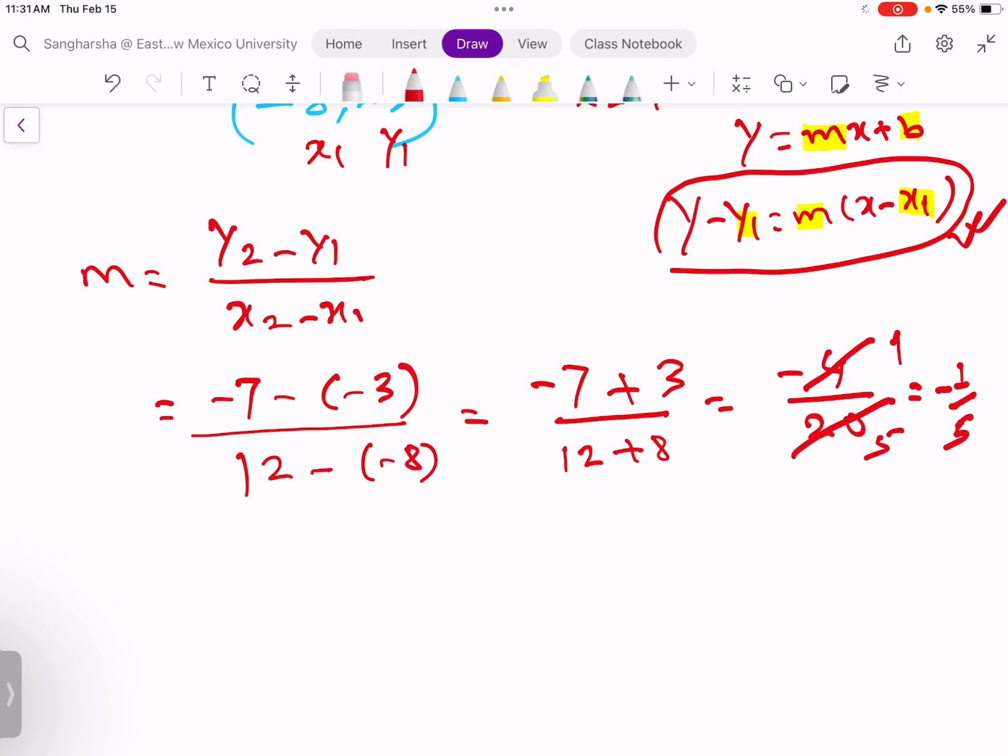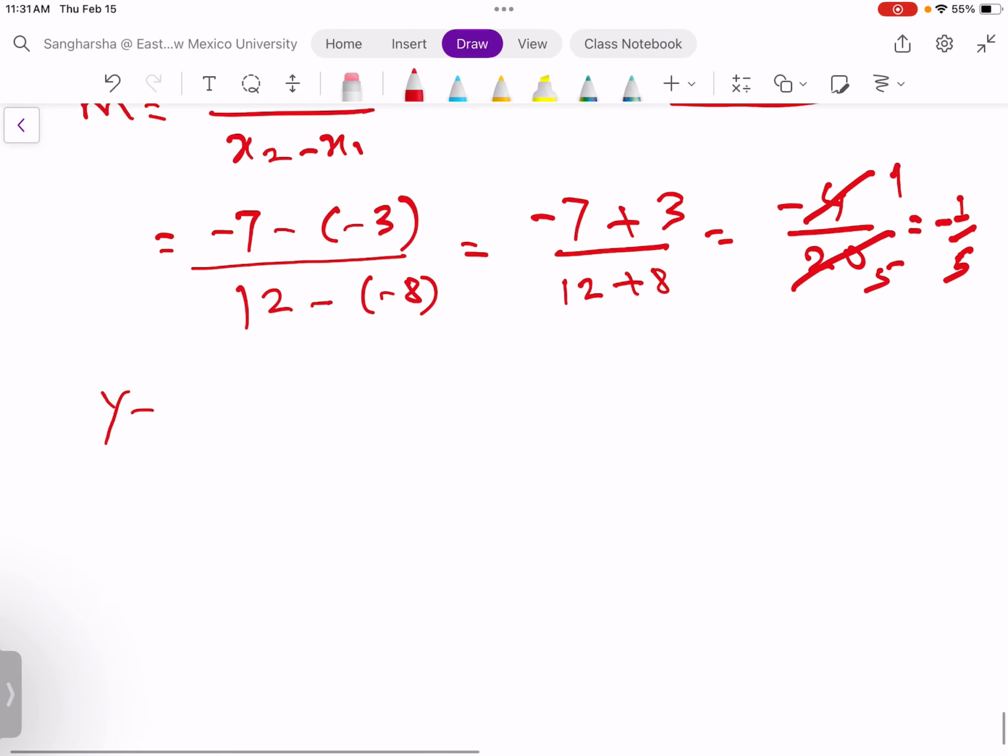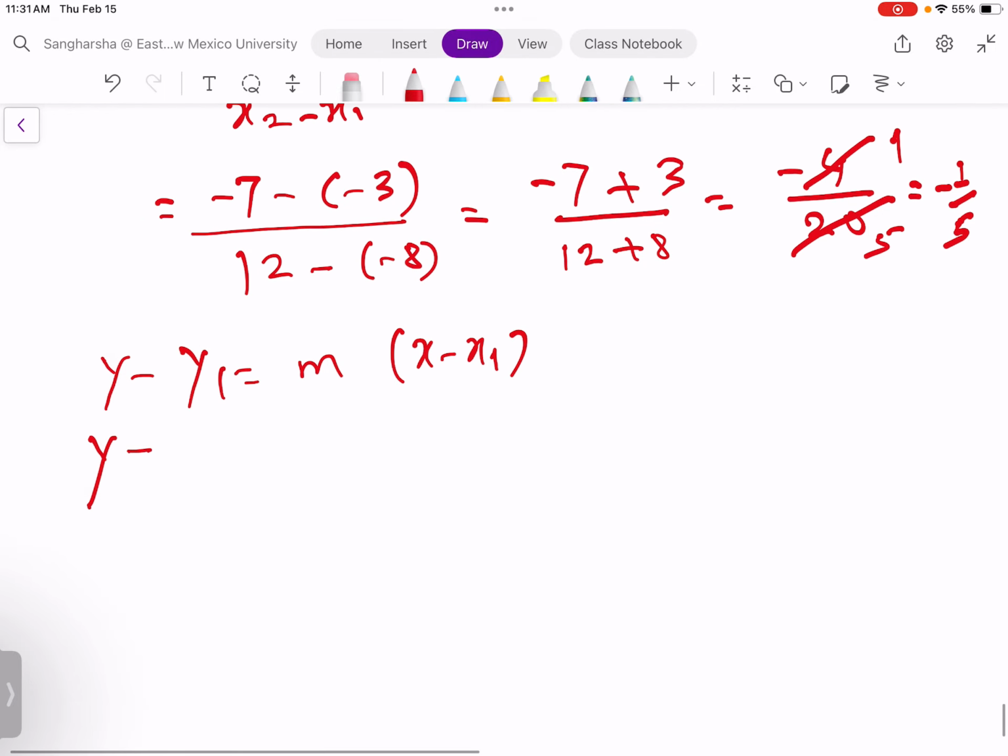So we have y minus y1 equals m times x minus x1. So we have y as it is. You are not substituting anything for y and x, okay? Only for y1 and x1. x and y represent every point on the line. They are the general representation for the points on the line. So we have y minus y1, which is -3, equals our slope -1/5 times x minus x1.